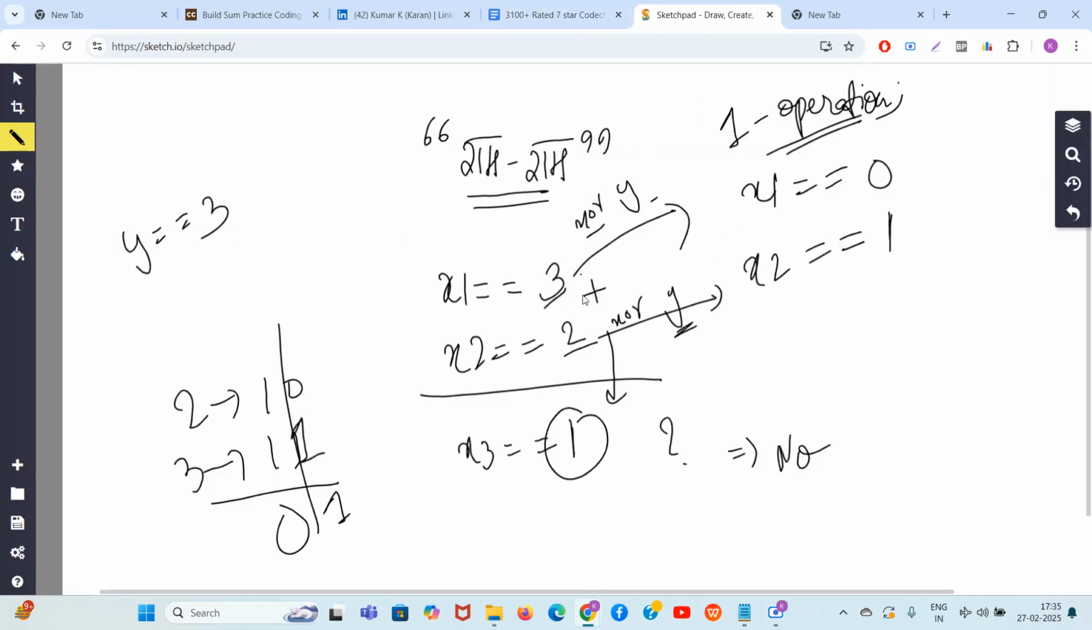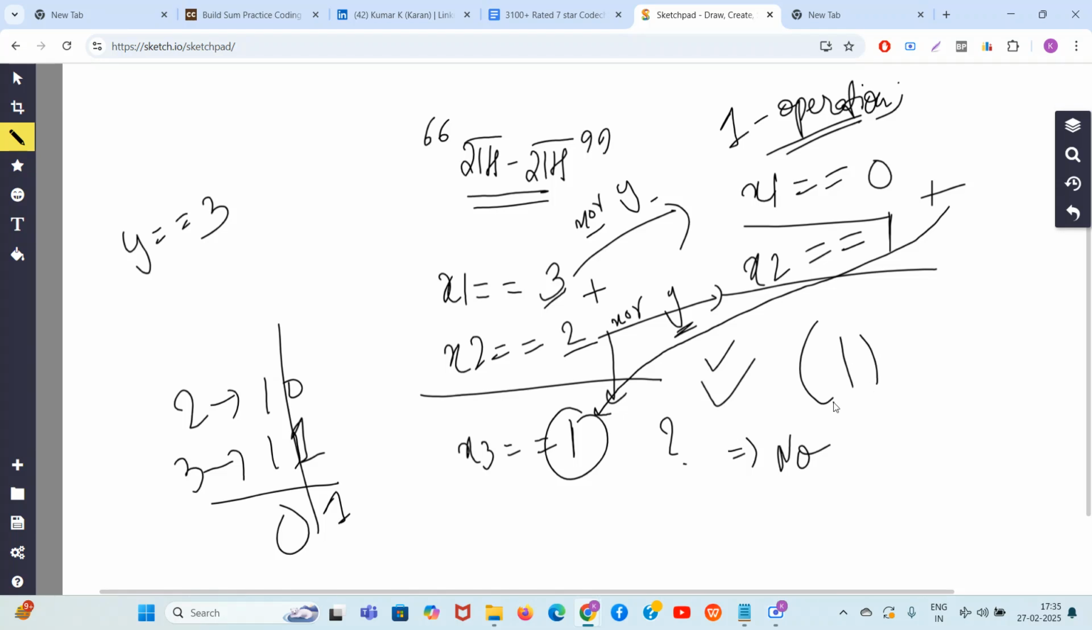So guys, if I do XOR y here, x1 becomes 0, x2 becomes 1. Now 0 plus 1 is equal to x3, which is 1. So in one operation, you were able to solve this question.